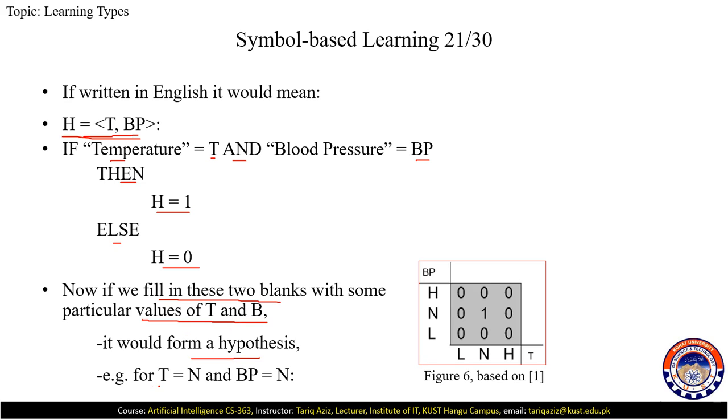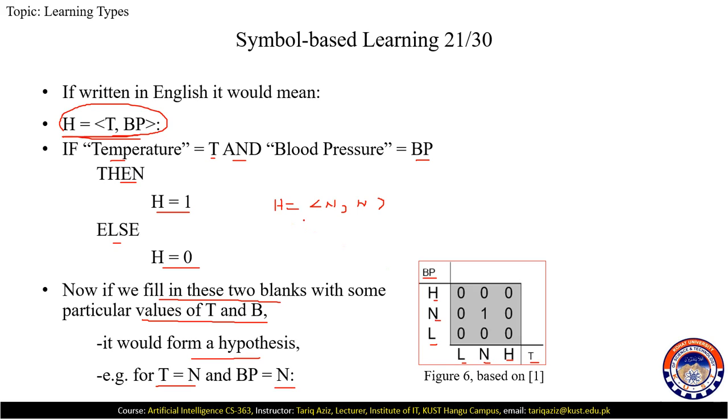So for example, if the temperature is equal to normal, and blood pressure is equal to normal, then how will we write this notation? Then we will write this notation like this: H is equal to, now our temperature is normal, comma BP is normal. Okay, so what will be the tabular form? This is the tabular form. So this is the blood pressure, and we have three values of the blood pressure. Blood pressure could be high, normal, and low. And at this end, we have also three values. The temperature can also be high, normal, and low.